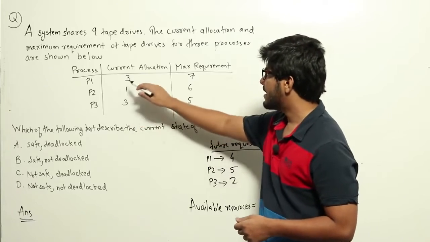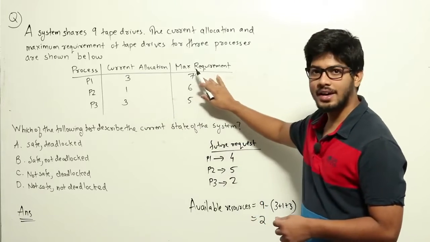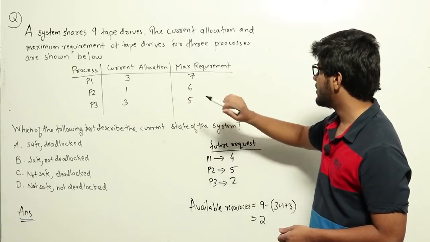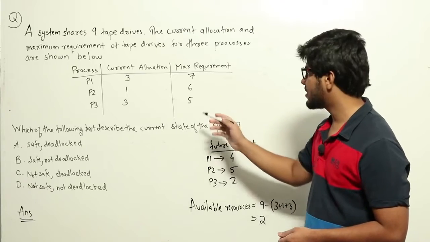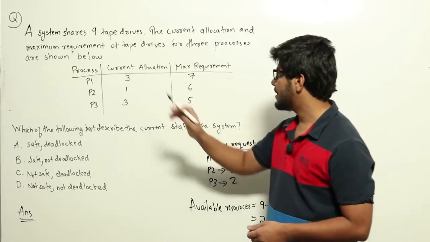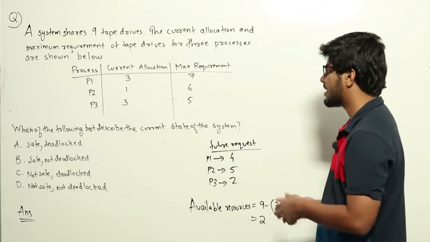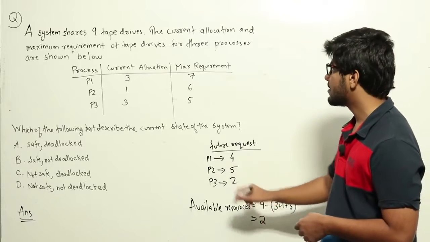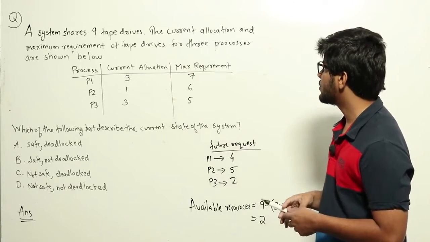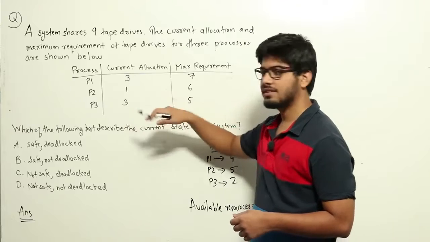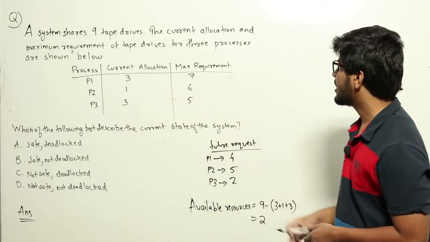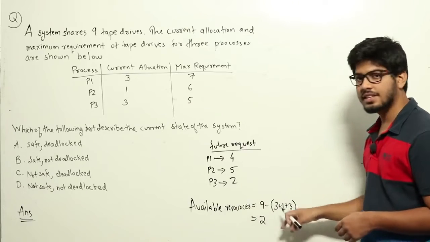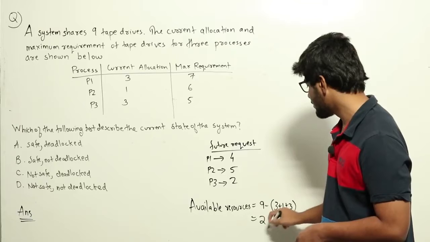Based on this current allocation and maximum requirement information, we can find out the future requirement of each of the processes. For P1 it has 3 already, it will require 7 maximum, so in the future it can request up to 4. Similarly P2 has 1 and a maximum need of 6, so in the future it will request up to 5. Similarly P3 currently has 3, maximum is 5, so it can request up to 2 resources now. Now for the available resources, there are 9 tape drives in total. Currently 3 plus 1 plus 3, that is 7 resources, have been allocated. So the unallocated resources available are 9 minus 7, that is 2. So we have 2 resources available.